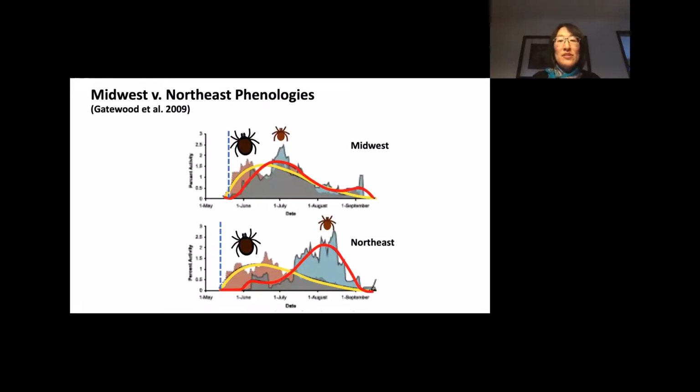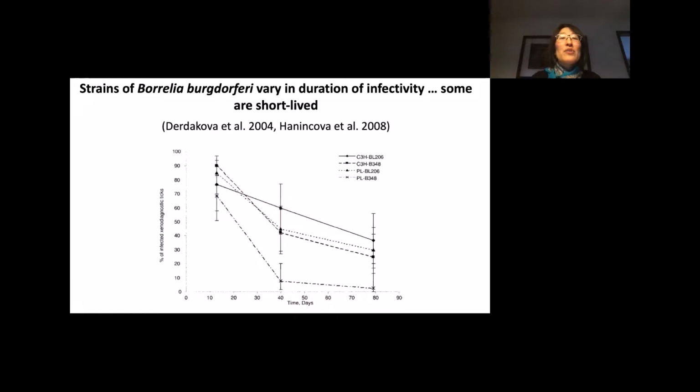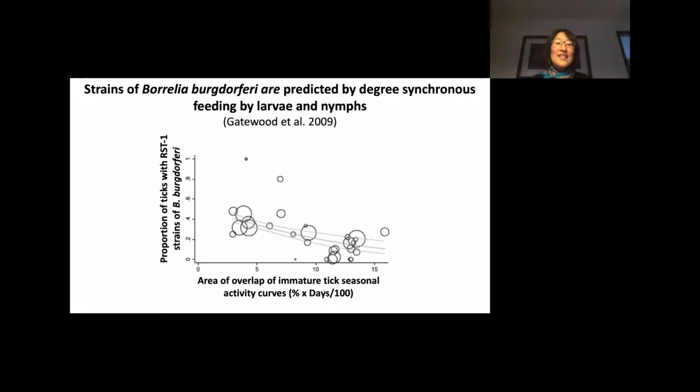And actually the other aspect to this, and this is just showing that difference, is that in the Midwest, you have the activity patterns of the two stages overlapping a lot more than in the Northeast. And what you also see, I'll skip here, that was a lab experiment, is that the strains of Borrelia burgdorferi, although we say the mouse is infected for life, that's for certain strains, and not all strains do that. And so the Midwest actually has a greater diversity of Borrelia burgdorferi strains than the Northeast. And that's because potentially with greater overlap, this kind of phenology might rescue some of these shorter lived strains in these hosts.